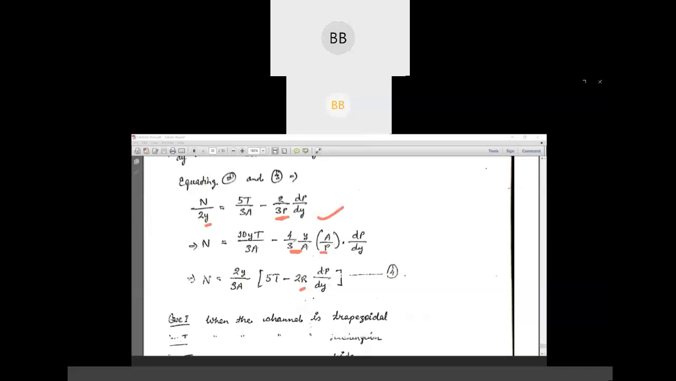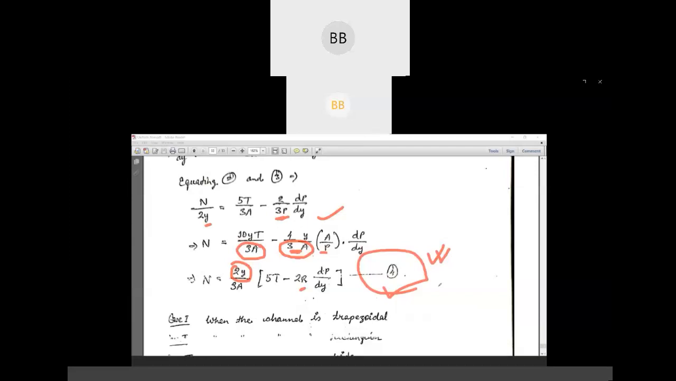So it will be 4y by 3aR. So this is 3a and this is 3a. We will bring it out, that 3a, and we bring out twice y. So twice y by 3a, left out will be 5T minus twice R dP by dy. So we consider this as equation number 4, which is our general equation for hydraulic exponent using Manning's equation.